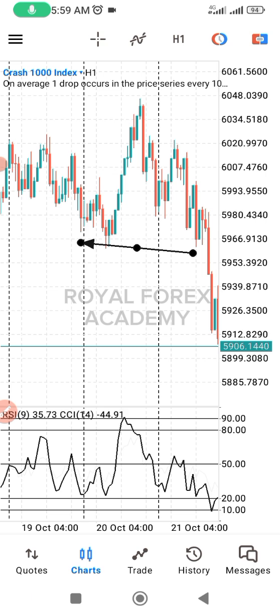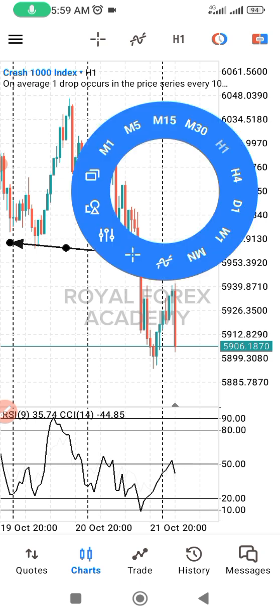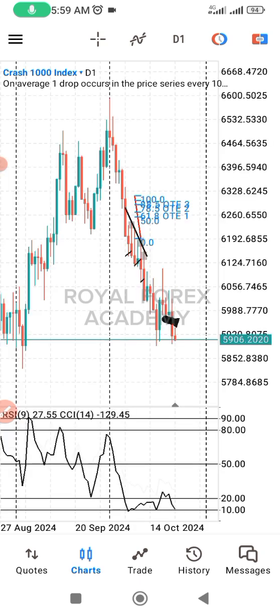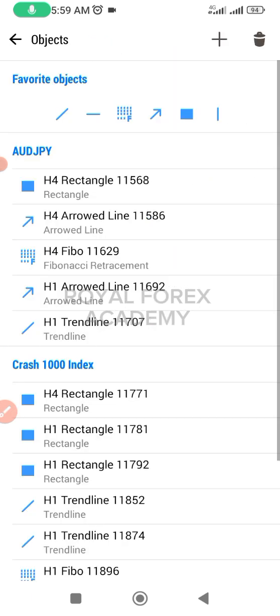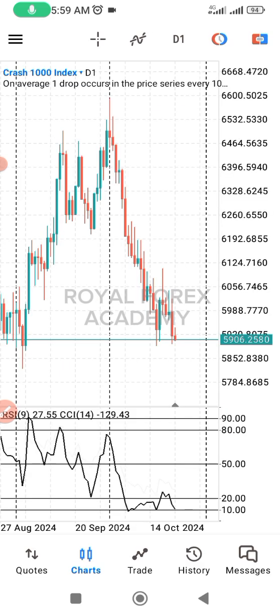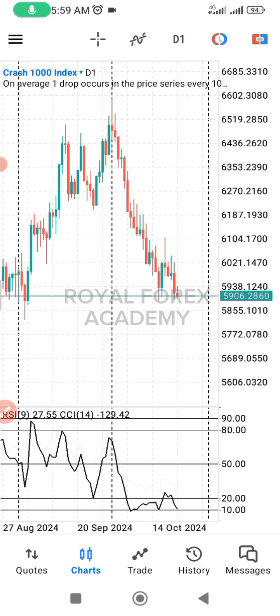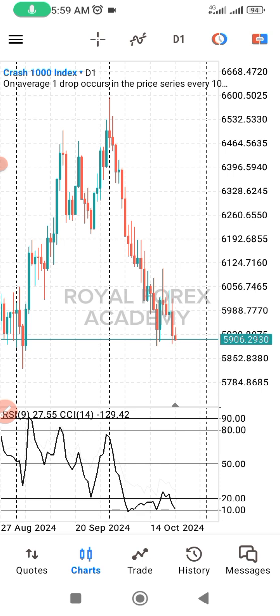And secondly, the higher the time frame, the stronger the signal. When I spot a divergence on H4, it is stronger than a divergence on H1. So the higher the time frame, the stronger the signal of the divergence. Let's look at this scenario.